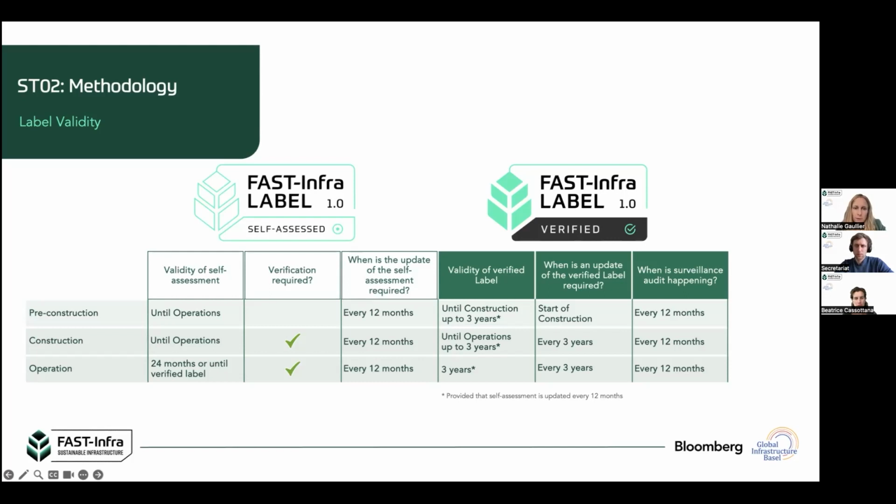For the verified label, in principle, the label is valid for 3 years. But for the pre-construction and construction stages, then it's until it reaches the next stage. So construction for a pre-construction stage and until operation for a construction stage. And once the project is under operation, then the label is valid for 3 years. But the self-assessment still needs to be updated every year. And there is also a surveillance audit happening from the verification body every 12 months, every year.